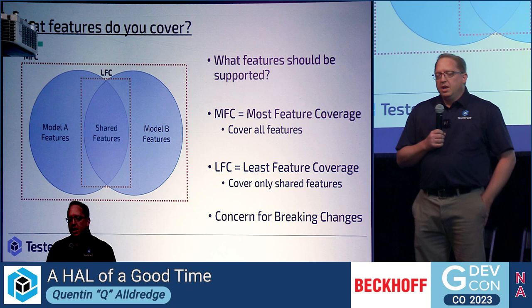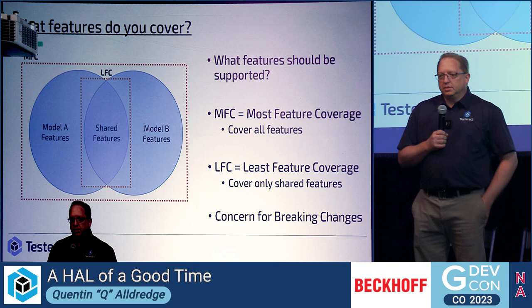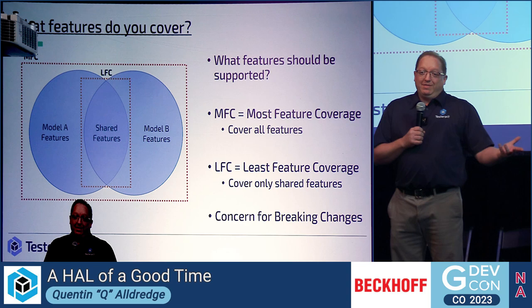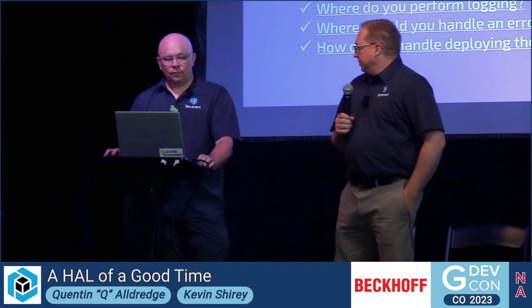And what that ends up doing is you might have some models where a function is a no-op or some other, because it is a model that doesn't have that feature, whereas another model does. Yeah. What other problems do you run into?